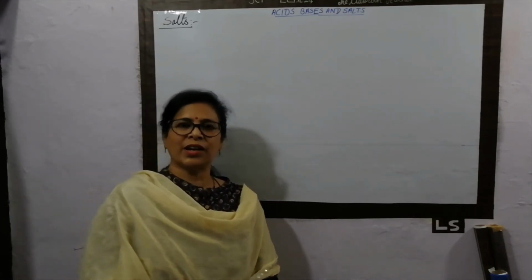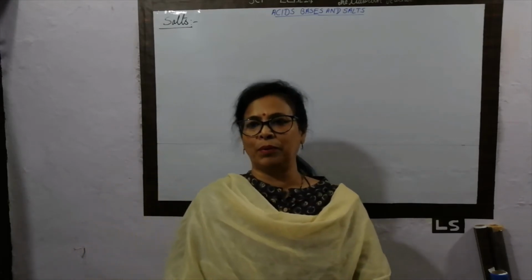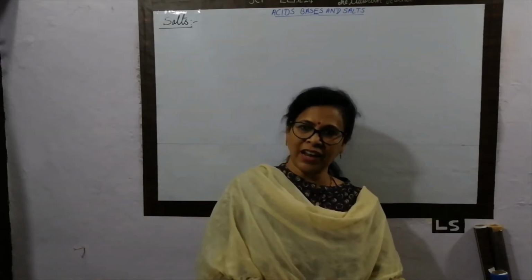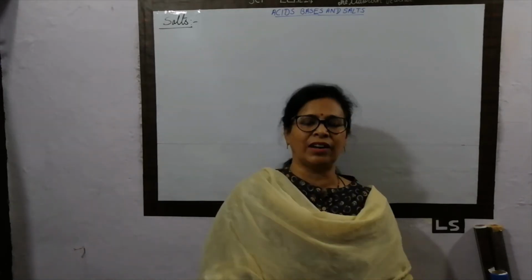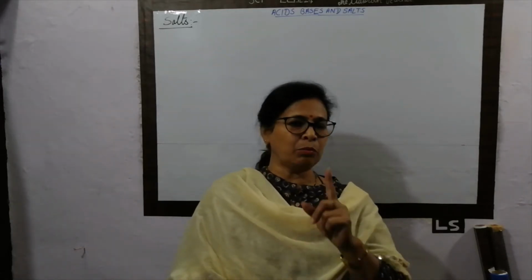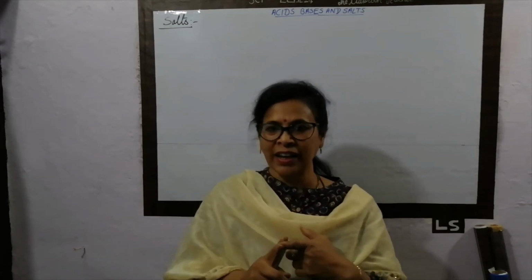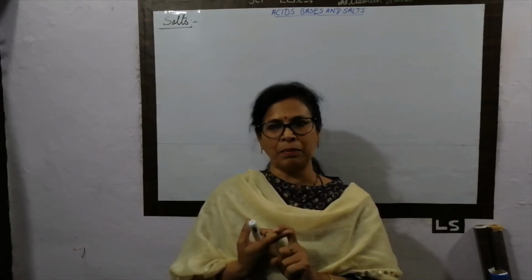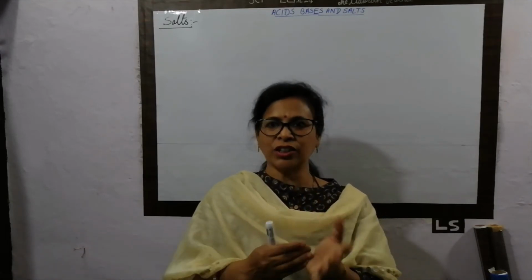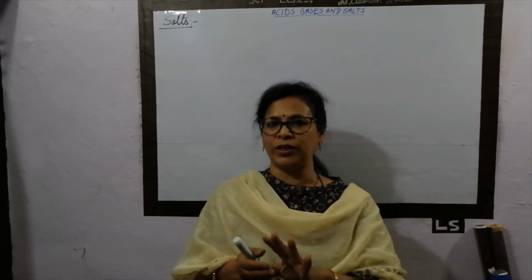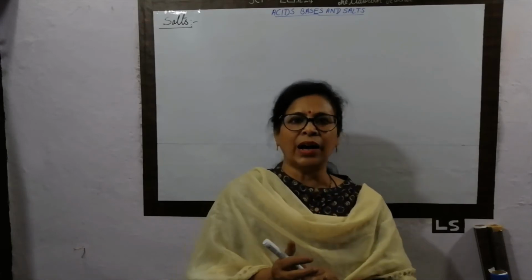So what is salt? Salt is actually an ionic compound which contains a positive ion and a negative ion. Ionic compound means it is composed of one positive and one negative ion. But the condition is that the positive ion is not the H plus ion and the negative ion is not the OH minus ion. Positive means cation, negative means anion. But it does not contain H plus and OH minus ion. But it is an ionic compound.